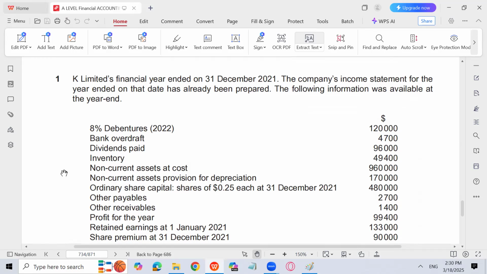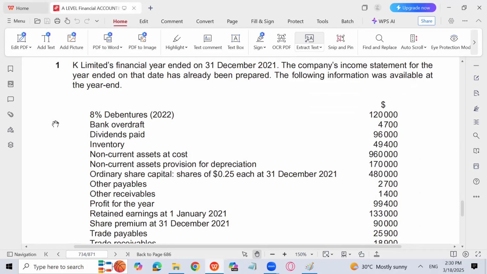So 8% debentures given 1,20,000, 8% is the finance cost. Bank overdraft is a current liability. Dividend paid is given. Inventory. This inventory is basically closing inventory. Why, sir? Because statement of profit and loss is already prepared. So this will be treated as closing inventory.